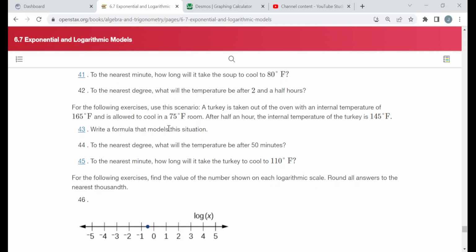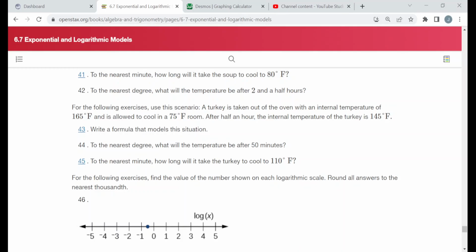The initial difference is 90 degrees. And then after half an hour, now I know they gave us hours here, but we could do minutes, because I noticed later they're asking us for the answer to the nearest minute. So just to make that problem a little easier, I'm going to have my time be in minutes. Now you can have time be in hours as well. We'll just do half an hour, but I'm going to use 30 minutes instead. The internal temperature of the turkey is 145 degrees.